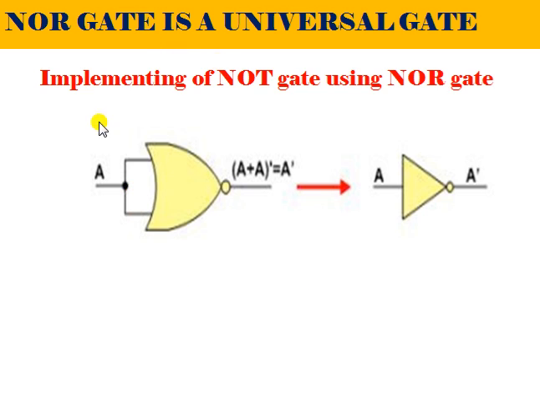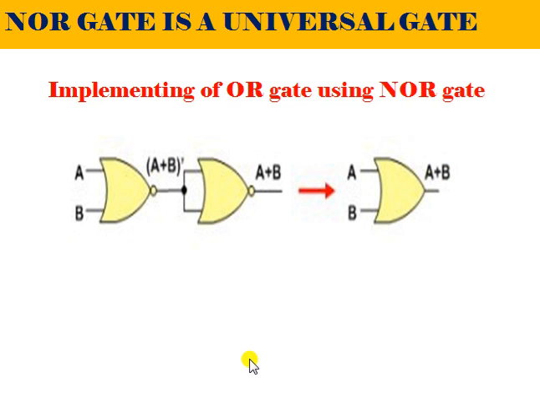Here we implement NOT gate using NOR gate. A is the input. A plus A equal to A, because it is a complement, then the output will be A bar, which is the output of NOT gate. So here we implement NOT gate using NOR gate.